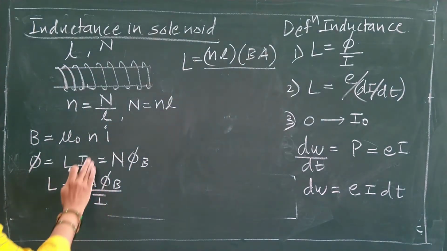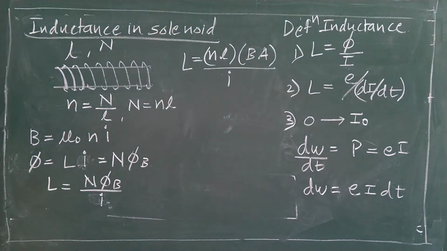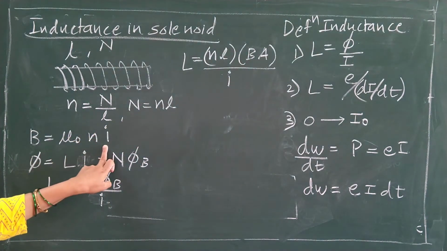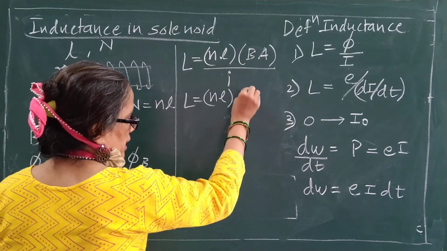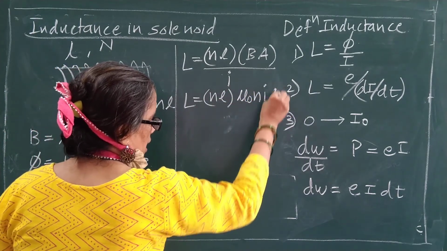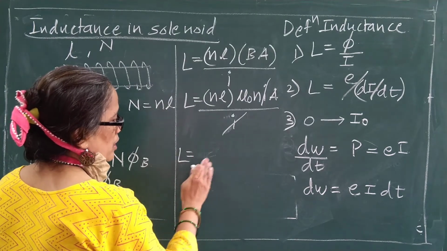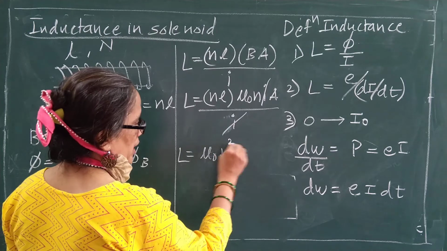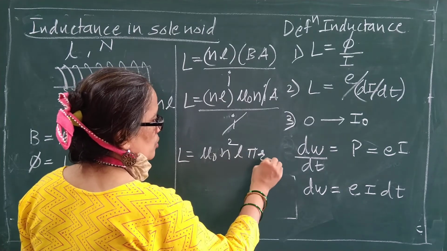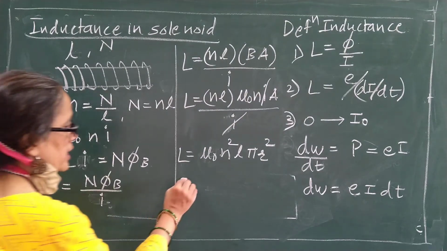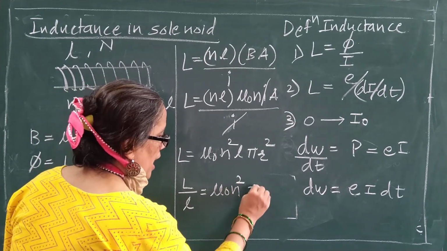I have considered the current as a small i. So current small i. Now the value of B I can substitute. L is equal to n l, and instead of B I will write mu0 n i, area upon i. So this i factor will get cancelled. What I am getting is L is equal to mu0 n square l, and here I am getting the area of cross section of the solenoid, which I can say is pi r square. So inductance per unit length is equal to mu0 n square pi r square.